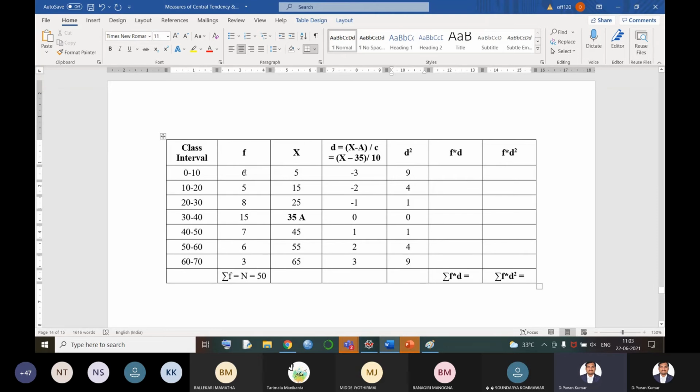Now simply multiplying frequency values with the d values. Now 6 3s are 18, but it is minus 18. Next value is 5 into minus 2, minus 10. Next 8 into minus 1, it's minus 8. Next 15 into 0 is 0. 7 ones are 7, 6 2s are 12, and 3 3s are 9. Multiplying frequency values with my d values, I get f into d.